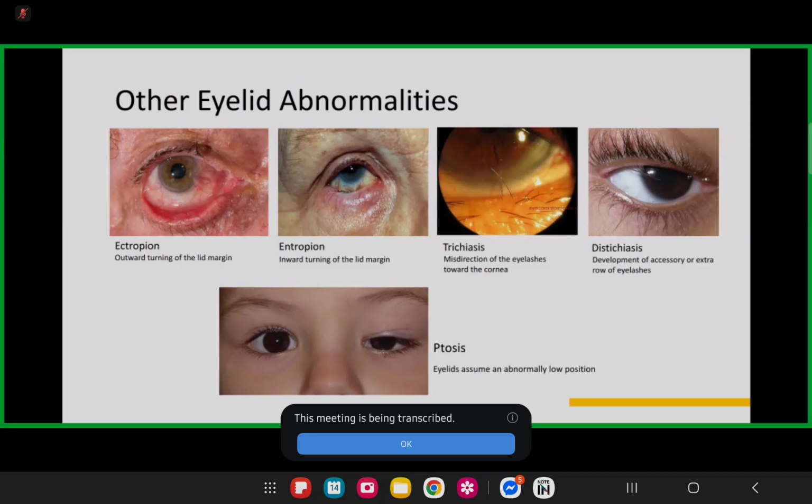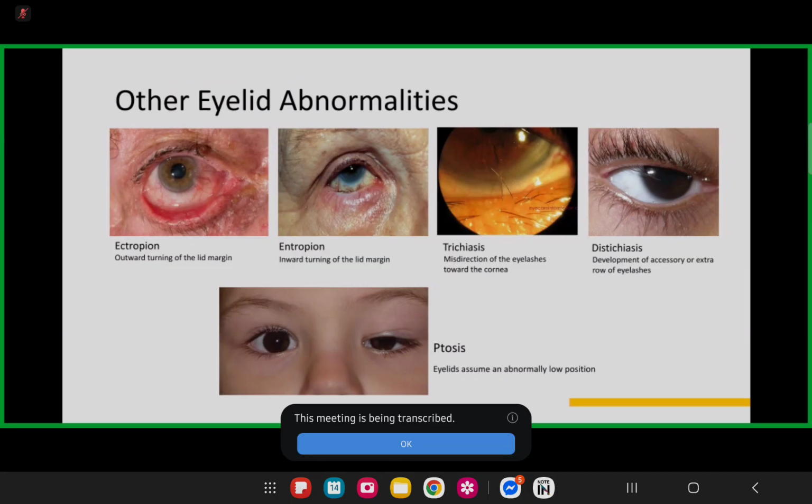And then if we look at the eyelashes, we also have problems. We can call it trichiasis when the eyelashes are misdirected towards the cornea. And we call it distichiasis when you develop so many rows of eyelashes when compared to normal. So look at the last photo for distichiasis. Look at the upper eyelid. There are so many here. That means the patient has developed a different row of eyelashes.